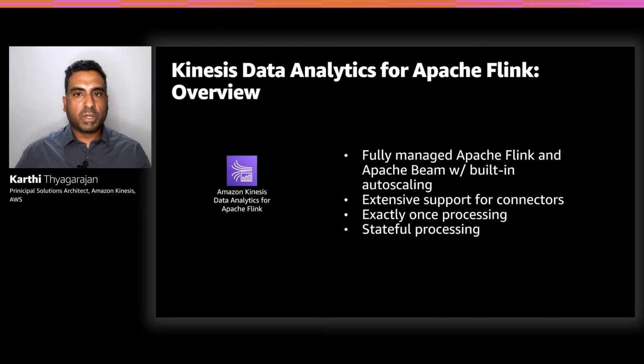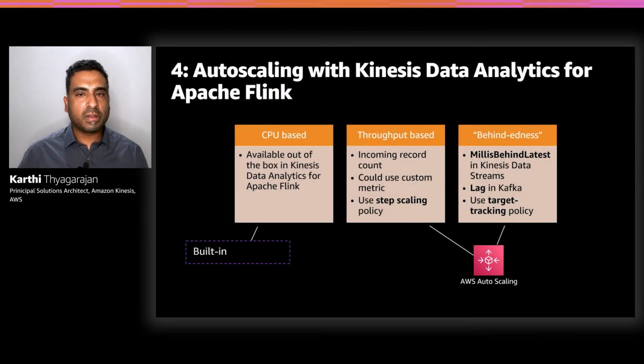They also come with support out of the box to do stateful processing and exactly once processing. Another reason for their popularity is they have support for a variety of connectors: Amazon S3, Amazon Kinesis, Kafka, just to name a few. All right, with that background, let's look at autoscaling. It should go without saying that autoscaling and throughput go hand in hand.